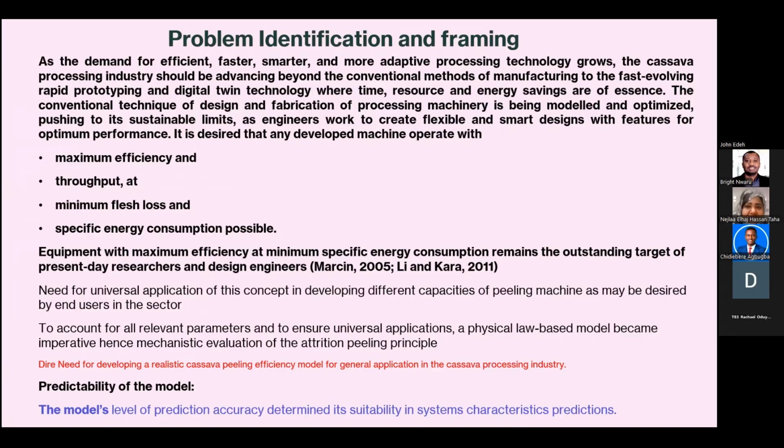replicating, because most of the challenges we have down here in Africa is the problem of documentation and standardization of things. And I think it's one of the bases that led us to this. As demand for efficient, faster, smarter, and more adaptive processing technology grows, the cassava processing industry should be advancing beyond the conventional method of manufacturing. Just manufacture, once it works, that's no problem. But if a demand is placed to get another type, you begin to do a lot of trial and error.